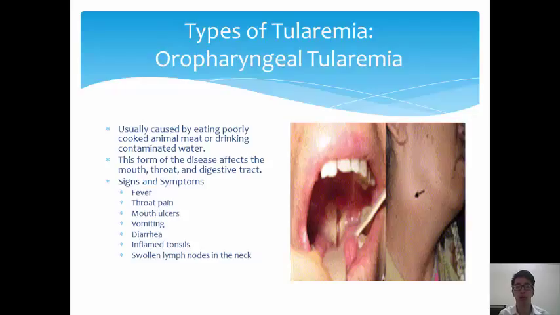The fourth type of tularemia is oropharyngeal tularemia, usually caused by eating poorly cooked animal meat or drinking contaminated water. This form of disease affects the throat, mouth, and even the digestive tract. Signs and symptoms of this include fevers, throat pain, mouth ulcers, vomiting, diarrhea, inflamed tonsils, and swollen lymph nodes, especially around the neck.